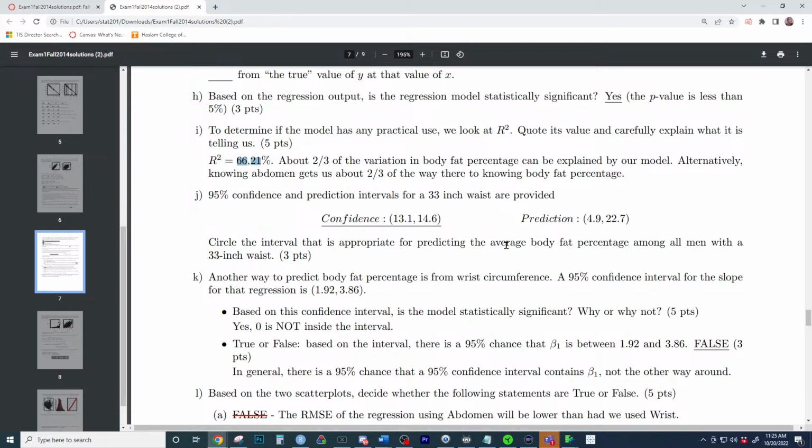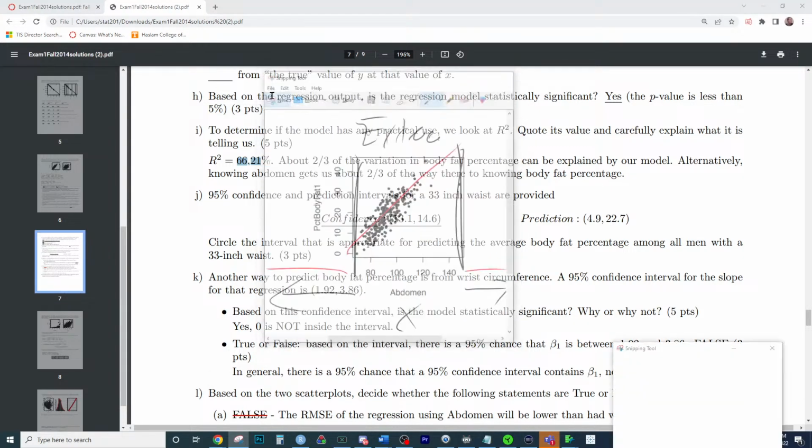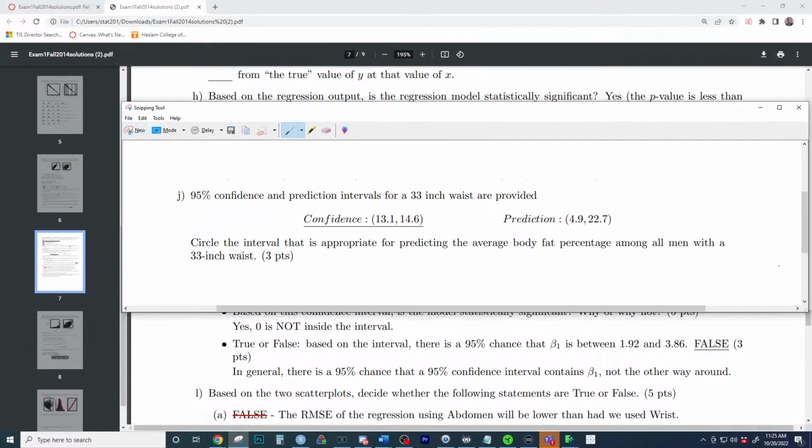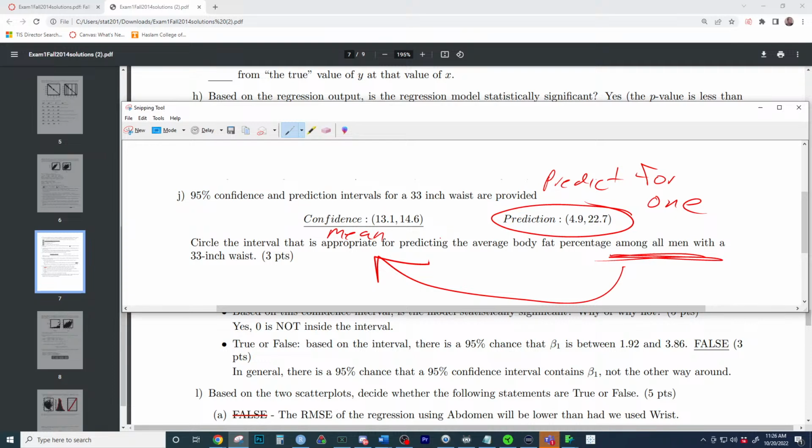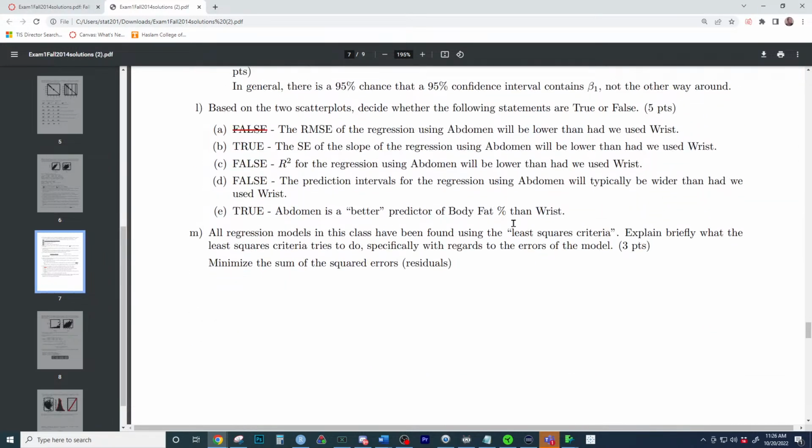Circle the interval that is appropriate for predicting the average body fat among all men with a 33-inch waist. So if you're doing this for all men, you would want the prediction interval. Because we predict for one individual, we have confidence in the mean. So predict for one. That's why we use the predict function. Predict for one, and we have confidence in the mean. Oh, so wait. Because it wants for all men, that's going to be the mean. There we go right there. So you predict for one and you have confidence in the mean. Good question right there. I don't think I put much on the test on that. Really good question.